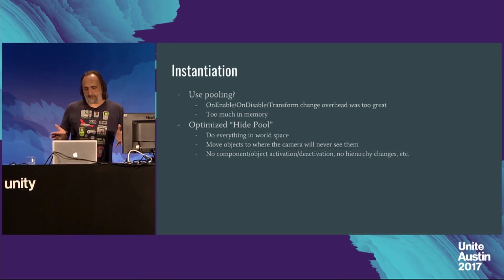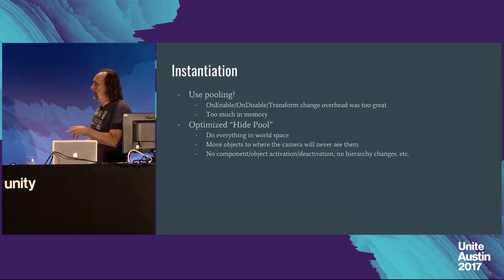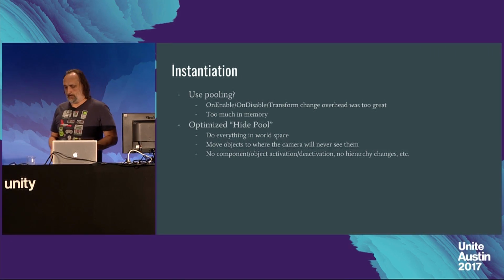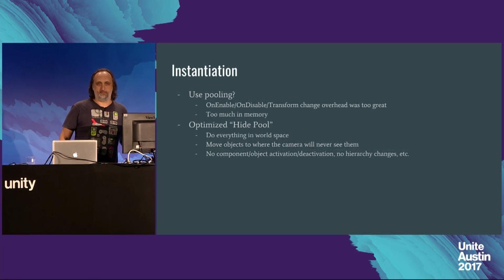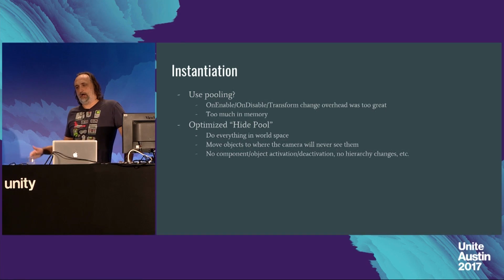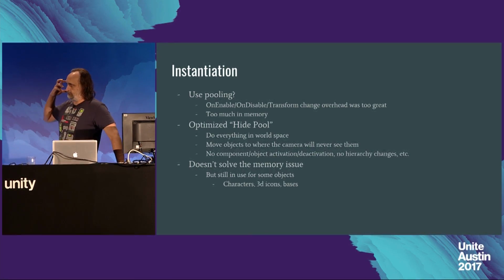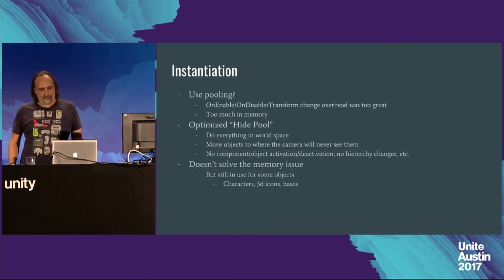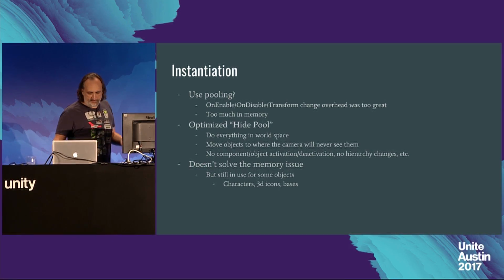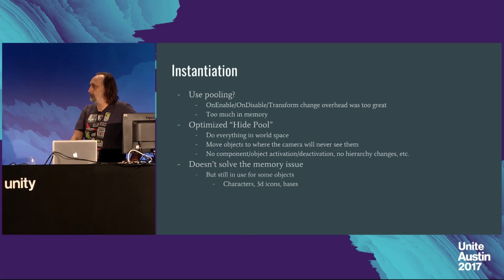So we did make a thing called the hide pool. Basically the idea here was let's just do everything in world space and we'll just move objects to where you can't see them when they're not in use. We don't do any component activation or deactivation, and we have our own version of the update loop for things that need polling, which can register and unregister with it. But this is still way too heavy because we don't solve the memory issues with this, and now we have a scene with just tons of objects in it, right? So we can't really use this. But we still do use it for some things. We use it for the 3D characters, and we use it for icons and bases, which are heavily reused and are used all over the map.